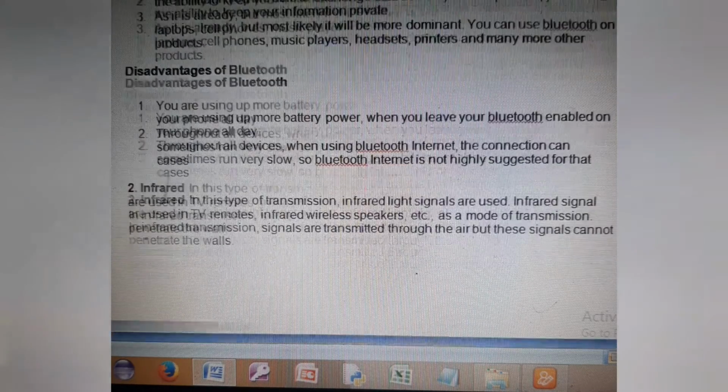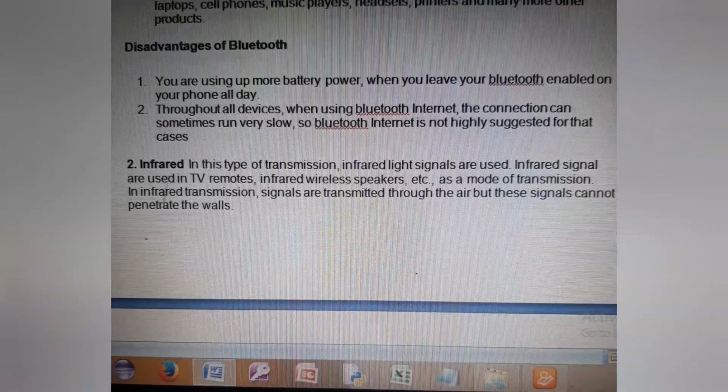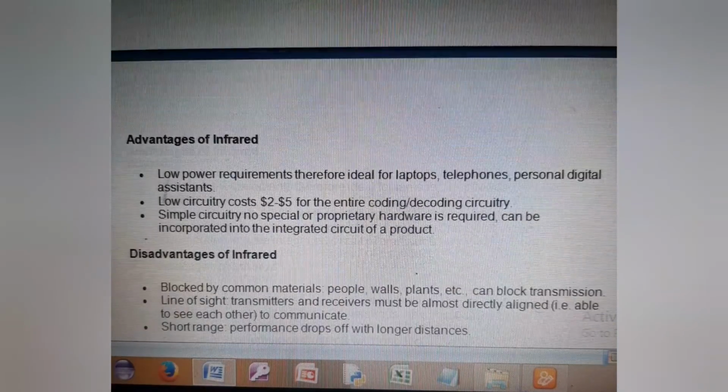Then comes infrared. In this type of transmission, infrared signals are used in TV remotes and wireless speakers as a mode of transmission. When we use the remote control of a TV, we are actually using infrared signals. These signals are transmitted through the air, but they cannot penetrate walls. That means if you want to communicate behind a wall, they are not useful.